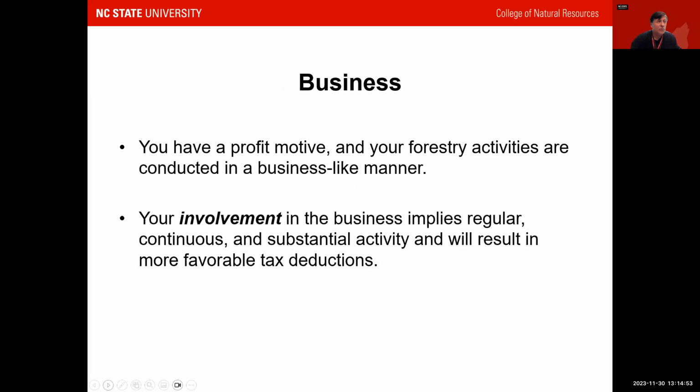And the final class, which really is the one that has the most favorable tax deductions associated with it, is a business. So if you have that profit motive, like you do for an investment, but your involvement is pretty regular, pretty continuous, and pretty substantial. And I realize those terms need definition, but some of that is up to you to make with the IRS and for you to substantiate or make that case and for them to accept it. But that would constitute a business, and that would give you much more favorable tax deductions.